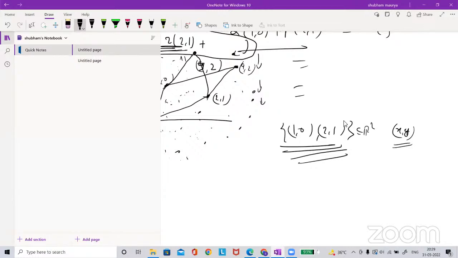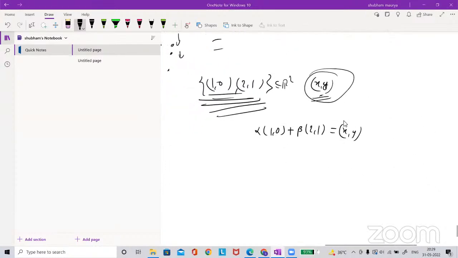So what it means is, let's say alpha times 1 0 plus beta times 2 1 is equal to xy. Suppose you have taken that these two generate this general vector. So let's say alpha times this and beta times this is equal to xy. Till here, is it clear? Yes, sir.